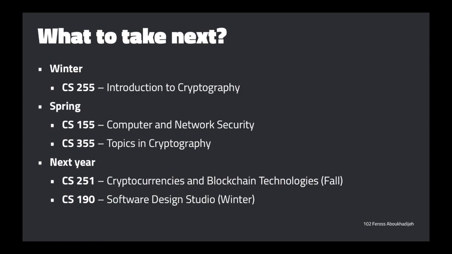And then these ones you can't take until next year. CS251 is cryptocurrencies and blockchain, which is really fun and has a whole bunch of security aspects to it because, of course, the blockchain is this trustless thing, and there are all kinds of security implications in blockchains. This one is in the winter, but the deadline to apply for it has already passed. CS190 is not strictly a security class, but I highly recommend it. Only 18 people get into it. You have to apply, and the deadline's already passed for this year, but you can apply for next year.